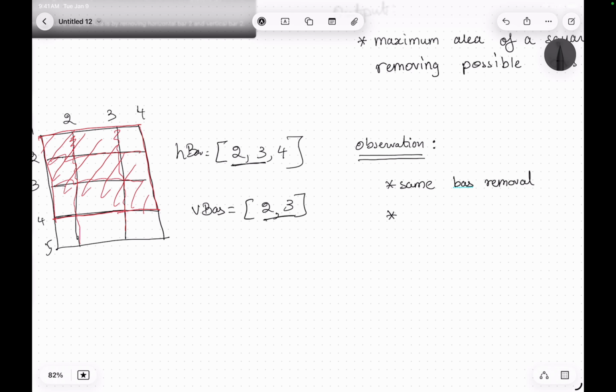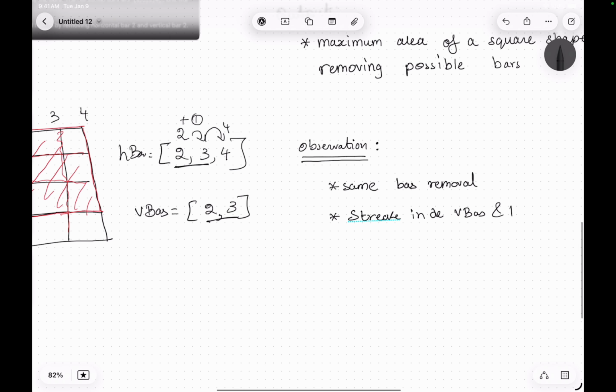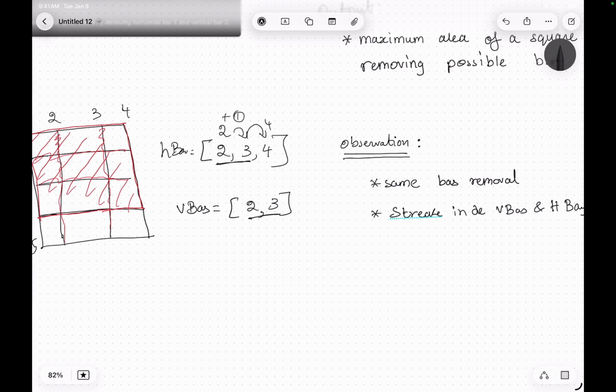And if you observe deeply, there is a streak going on here, right? So this is 2, and this is 2 plus 1 increment by 1, and this is 3, right? And increment by 1, this is 4, right? So there is a streak going on here. So streak in the v bars. Similarly here 2 and 3, there's a streak in v bars and h bars, right? So here we can say that the streak is 3 and the streak here is 2.